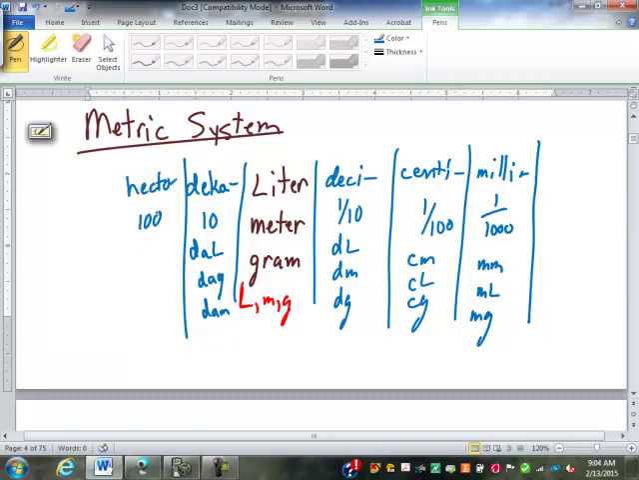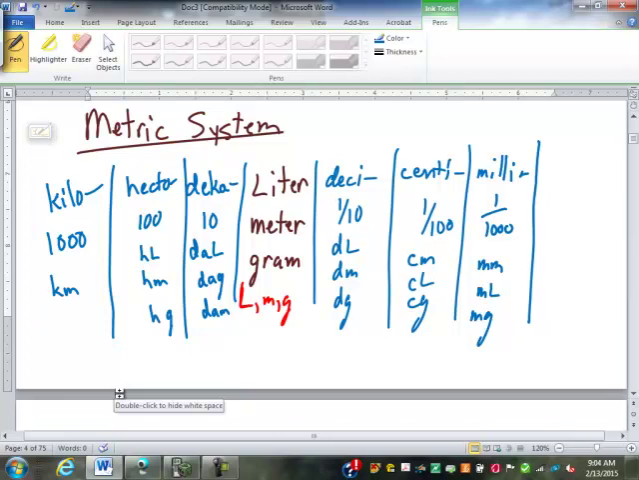Hecto means 100. So hectoliter, hectometer, hectogram is 100 liters or 100 meters or 100 grams. Kilo means 1,000. So a kilometer is 1,000 meters. Kilogram, 1,000 grams. Kiloliter is 1,000 liters.